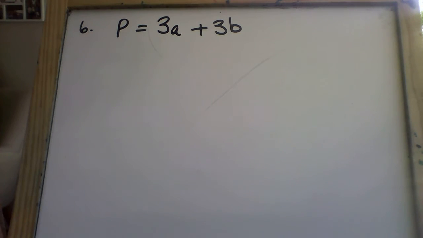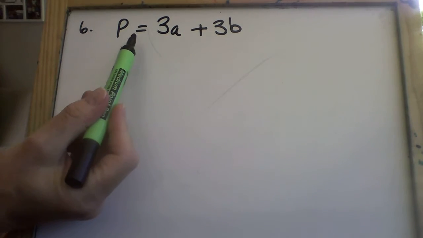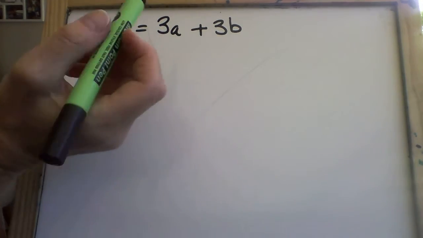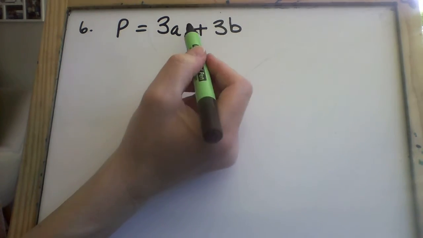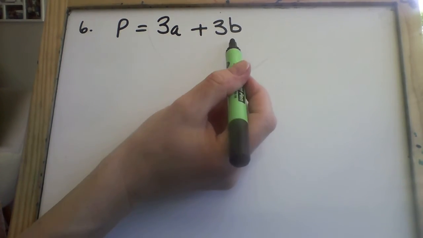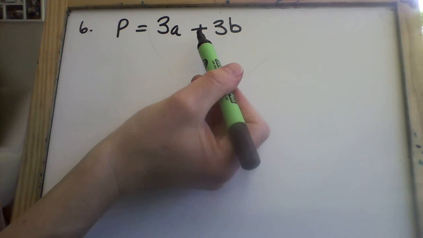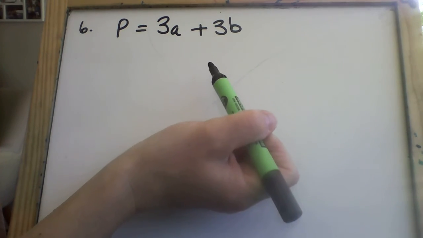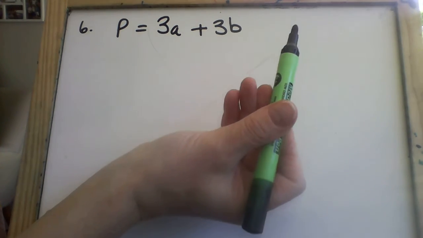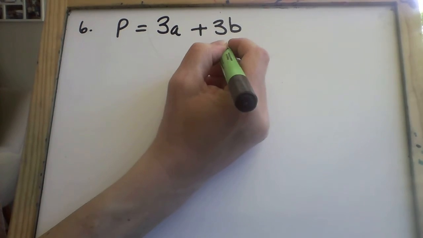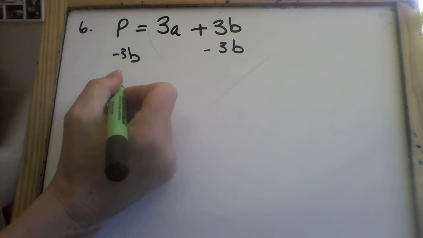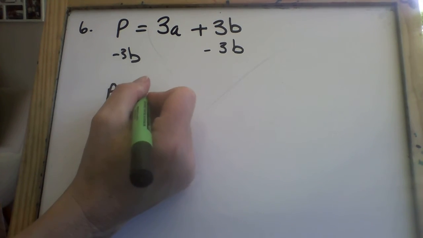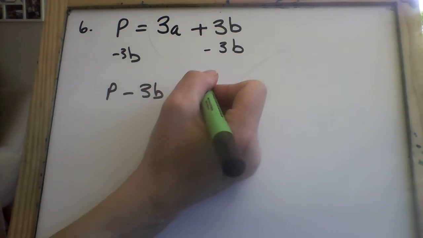Okay, so for those of you who are struggling, this is question 6. We've got P equals 3A plus 3B. Now the first thing we can notice is we've got this plus 3B out on the edge here, so we can get rid of that first, and to get rid of it we just do the opposite. This is plus 3B, so we're just going to minus 3B from both sides, and that gives us P minus 3B equals 3A.